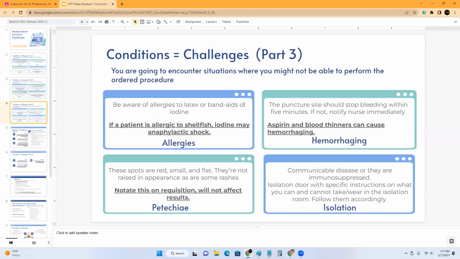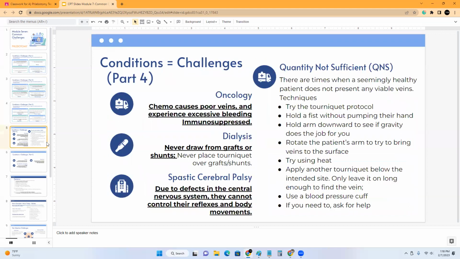Isolation. We had talked about isolation a few modules back. So making sure that you follow proper isolation protocols and wear the proper PPE and not take anything into the isolation room that you're not actually going to need for that blood draw. So don't take extra stuff in there.